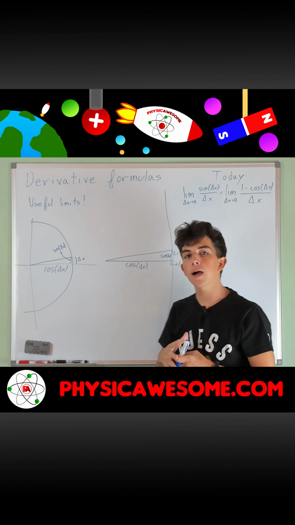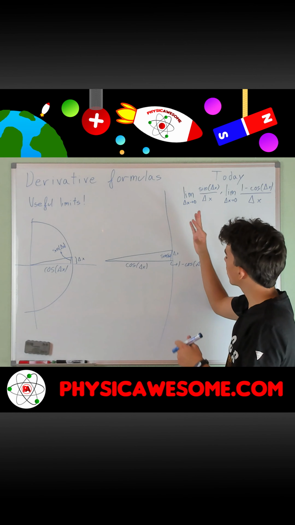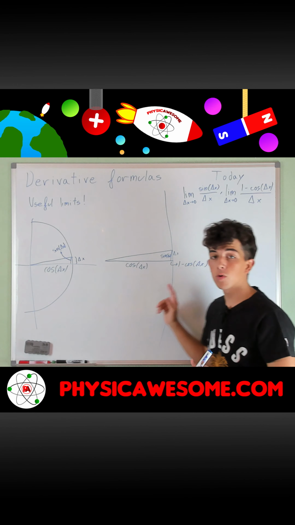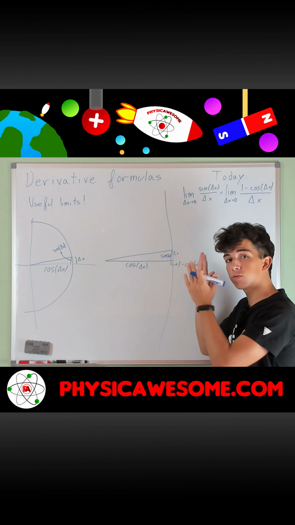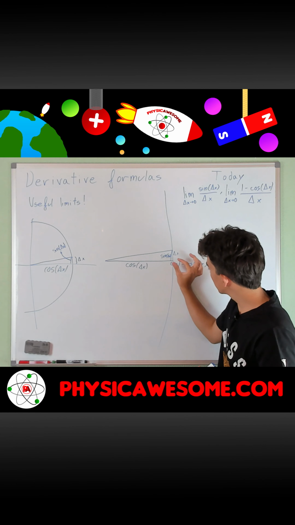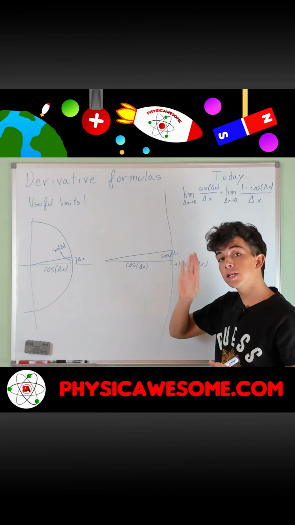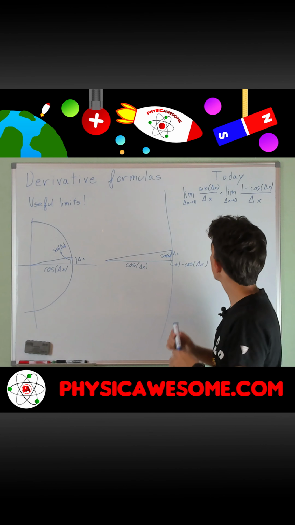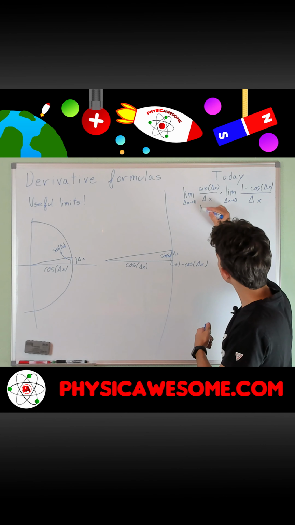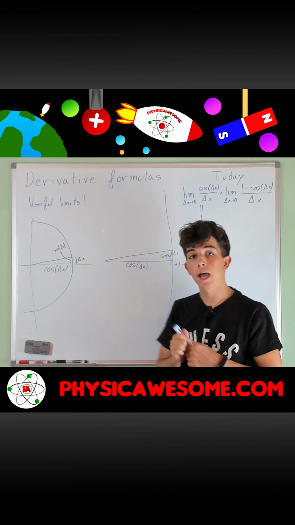So if we imagine this becoming smaller and smaller, what we see is that sine of delta x and delta x go more or less to the same place. So they become closer and closer till they will be on the exact same line when delta x is small enough. Therefore, we conclude this limit equals 1.